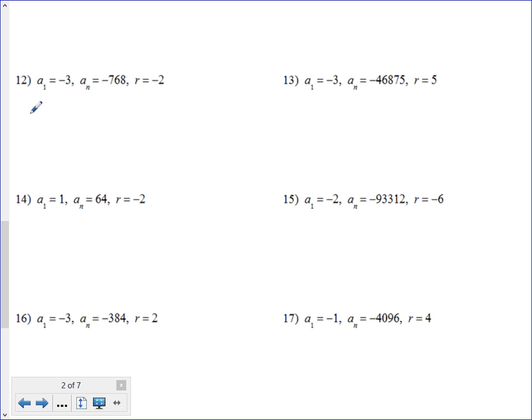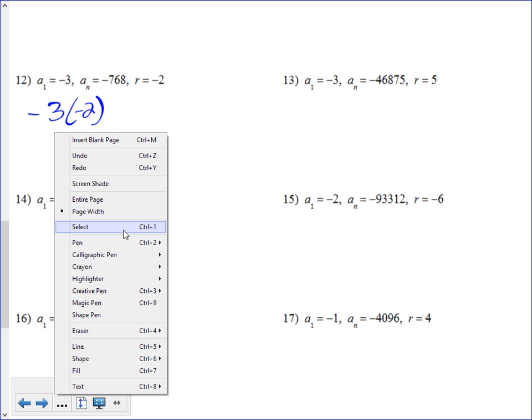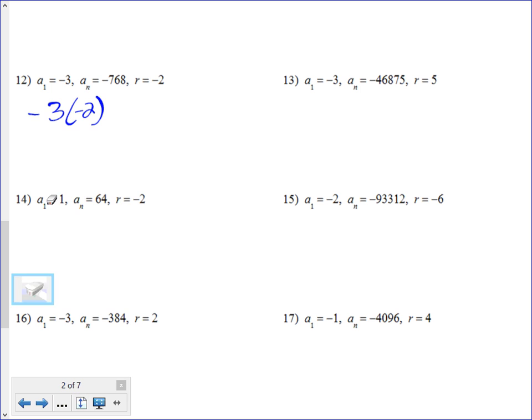Negative 3 times negative 2 to the power of negative 767. No. Oh, never mind. Negative 769. Fact. 768. Minus.